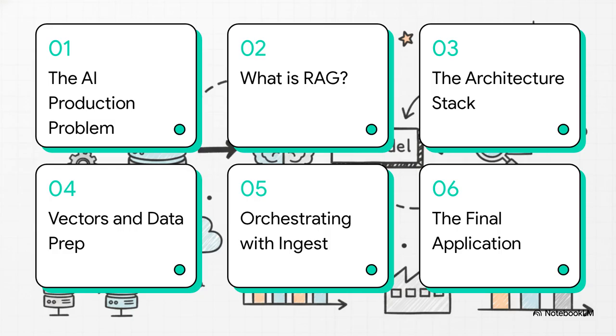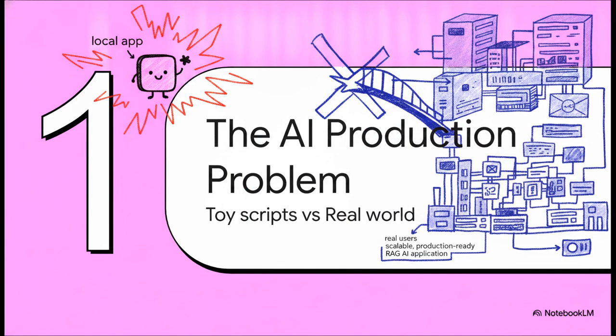So, here is our blueprint for today. 1. The AI production problem. 2. What is RAG? 3. The architecture stack. 4. Vectors and data prep. 5. Orchestrating with Inngest. And 6. The final application.